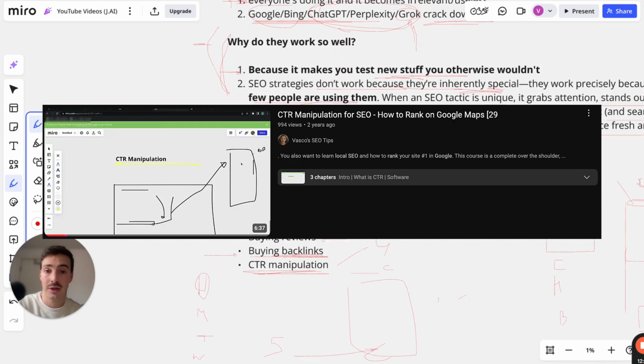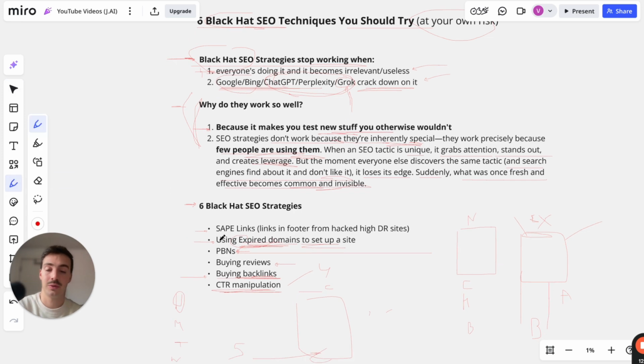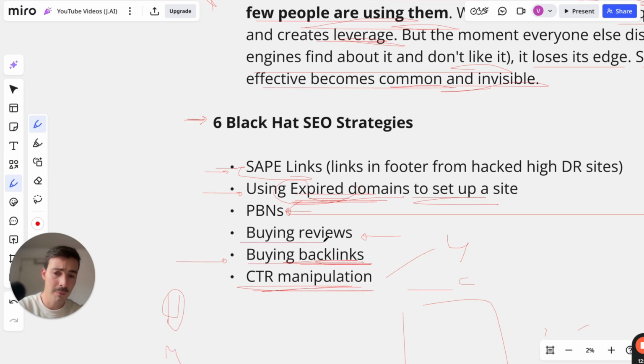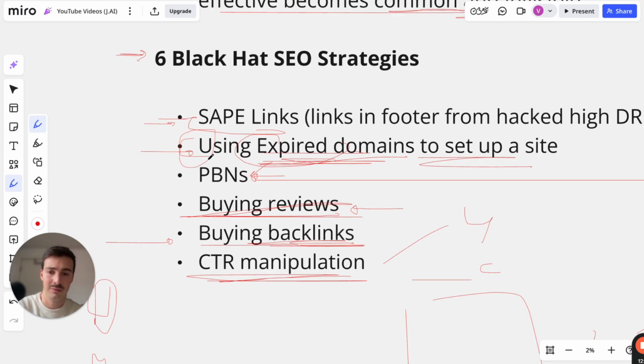But that's it. Those are the black hat strategy techniques. I think you should try them at your own risk, of course, because I'd say, from least to more risky, this one right here is very risky. SERP links are very risky. Buying reviews, if you do it the wrong way, is very risky as well. This is not risky at all. This is not risky at all.